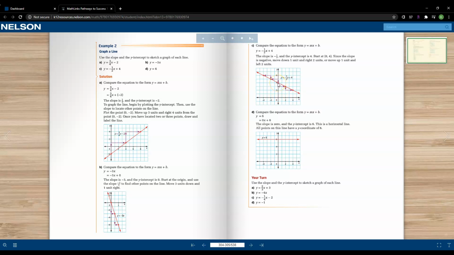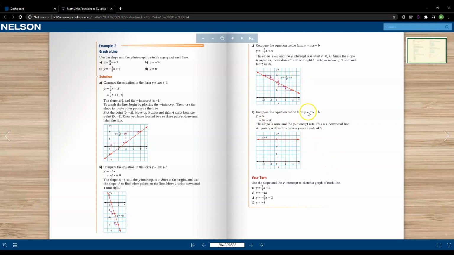And now we're just going to go rise over run. So again, down 1 because it's negative, and then over 2. 1, 2. We got another dot. Down 1, over 2, dot. And then you draw your line with a ruler, and you can also put the equation on the graph itself as well. Okay.